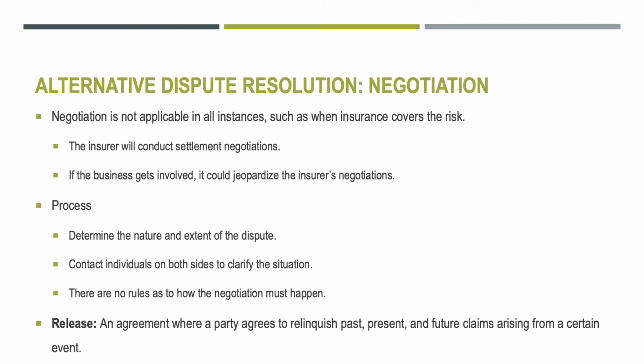When negotiation is used, something called a release is often used. This is a document where one party agrees to relinquish any past, present, and future claims arising from a certain event. So for example, if you back into someone's car with your own car, and you both agree not to go through insurance because the damage is minor, one party may ask the other to sign a release so that they can't come back later and ask for more money because they claim there were more damages than they initially thought. Not all releases, though, are legally binding and should always be reviewed by a lawyer.